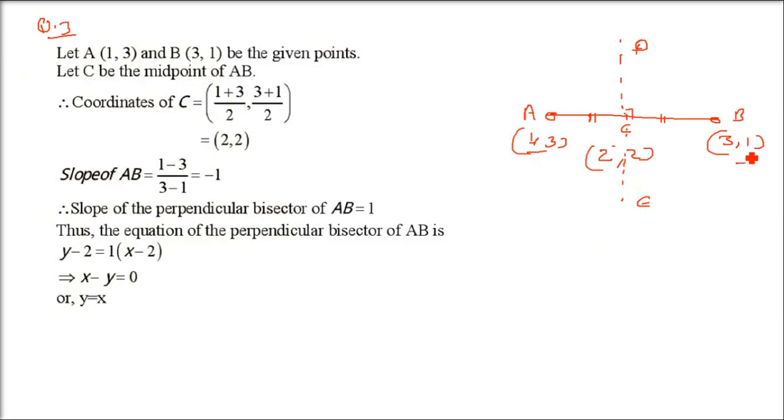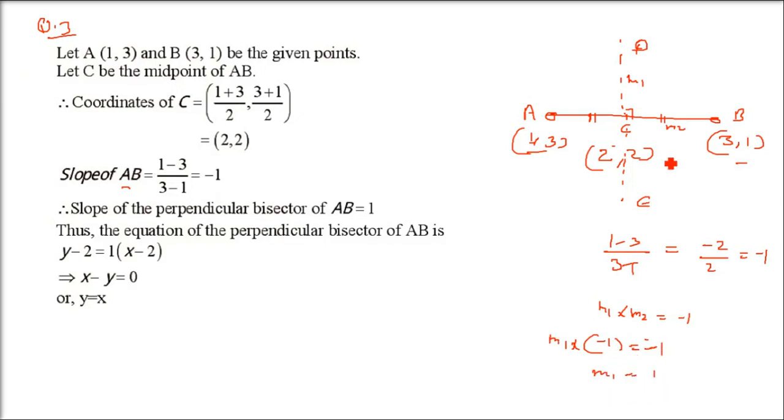So slope of AB is what? y2 minus y1 by x2 minus x1. So 1 minus 3 by 3 minus 1. That is going to be minus 2 by 2. So minus 1 is the slope of AB. What is the slope of DE? Because we know the multiplication of those slopes is going to be minus 1, so m1 m2 equals minus 1. We are interested in m1 because m2 we have found to be minus 1 just now. So m1 will be 1. So now the slope of DE is 1.